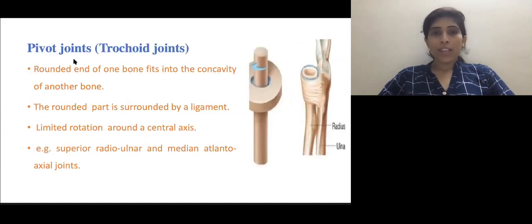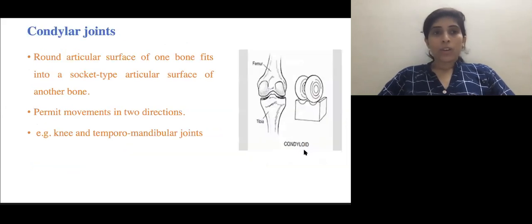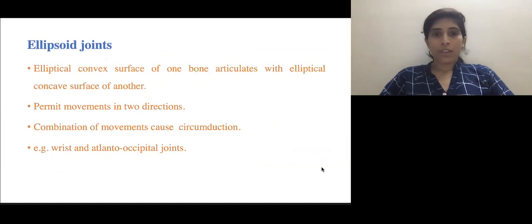Whereas in the pivot joints, the rounded end of one bone fits into the concavity of another bone, and the rounded part is surrounded by a ligament. The proximal radioulnar joint is an example of this type of joint. Condylar type of joint: round articulating surfaces of one bone fit into the socket type of articulating surfaces of another bone and permit movement in two directions. The knee joint is this type of joint.